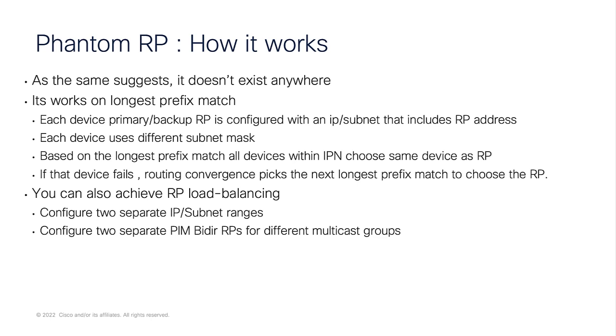As the name suggests, the IP address configured to be the RP for PIM Bidir does not exist anywhere. Each router wanting to be primary or backup RP for PIM Bidir is configured with a loopback address that has an IP address in the range of the RP address with a different subnet mask. Based on the longest prefix match, only one device acts as an RP. Redundancy is kind of built in, with routing convergence happening for the prefix if the device acting as primary RP goes down. Additionally, you can also achieve RP load balancing if you use the same logic and split the multicast range into two or more groups, with different devices configured with longer prefix matches.